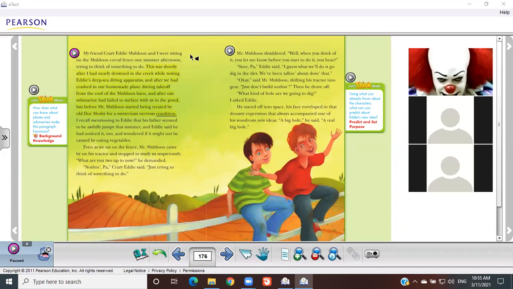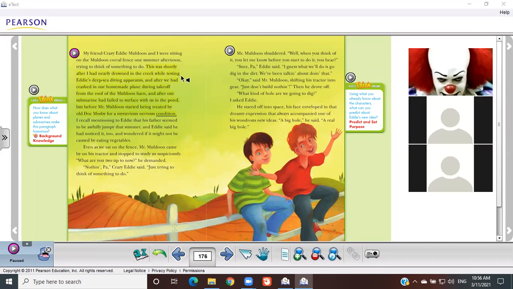Okay, they were sitting on the fence on a summer afternoon, thinking of something to do. No, they were just sitting on the fence thinking of something to do. Very good. Now, before they were sitting on the fence, they did three different things, right?